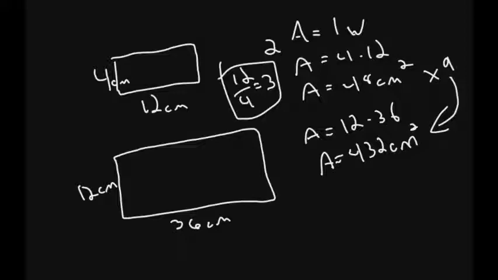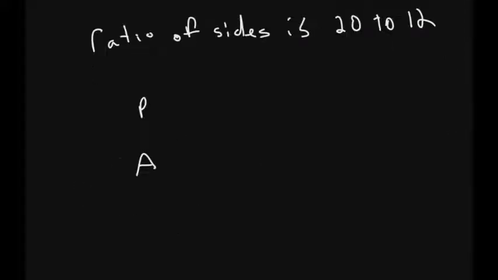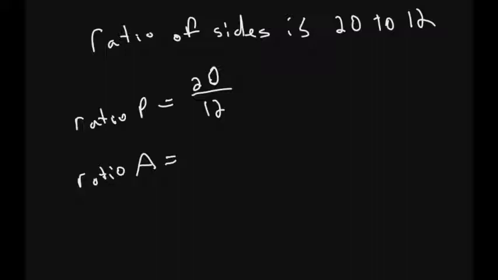So let's give an example if we just have the numbers. The ratio of sides is 20 to 12, and I want the ratio for the perimeter and the ratio for the area. So you just take that ratio. I gave you 20 to 12, so we're going to write that as a fraction. And when you're talking about ratios, you want to reduce if you can. So I can divide both of those by 4. 20 divided by 4 is 5. 12 divided by 4 is 3. So my ratio is 5 to 3.